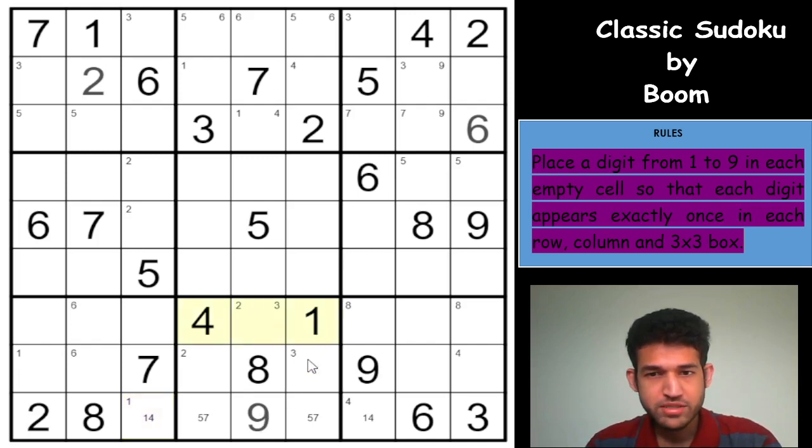Let me look at box 8. 1, 4, 8, 9, 5 and 7. So I need 2, 3, 6. This would be 2, 6. This would be 3, 6. And that would be 2, 3 and 6.